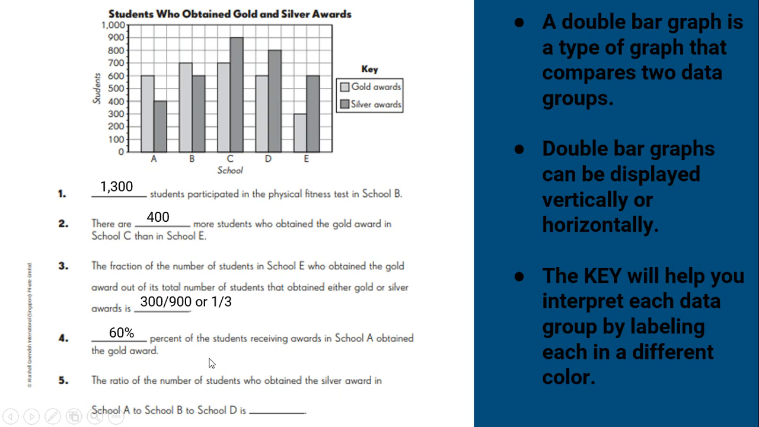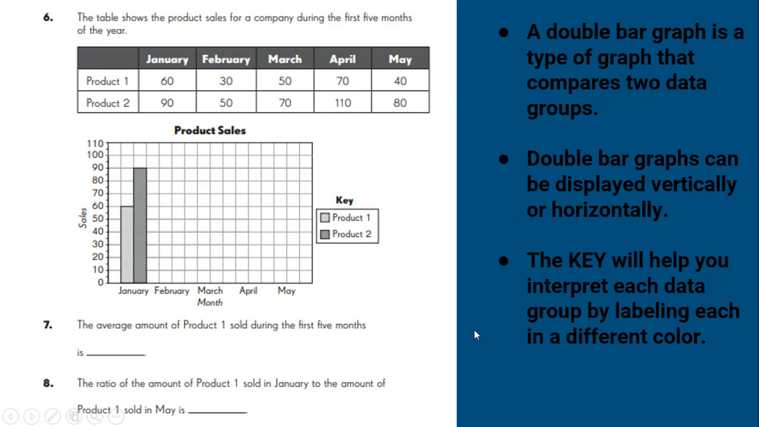Lastly, we're looking at the ratio of the number of students who obtained the silver award in school A compared to school B compared to school D. So silver in school A was 400 compared to 600 in school B compared to 800 in school D. And so in simplest form, our ratio would be 4 to 6 to 8, or 2 to 3 to 4 in simplest form. Let's look at another example.